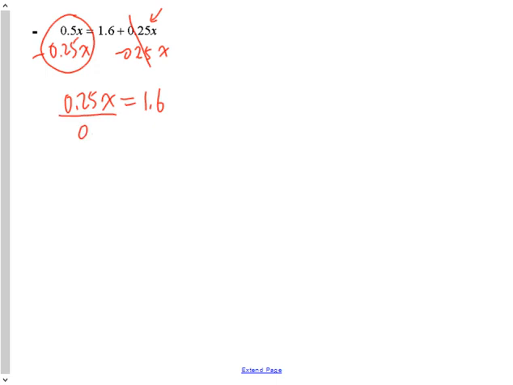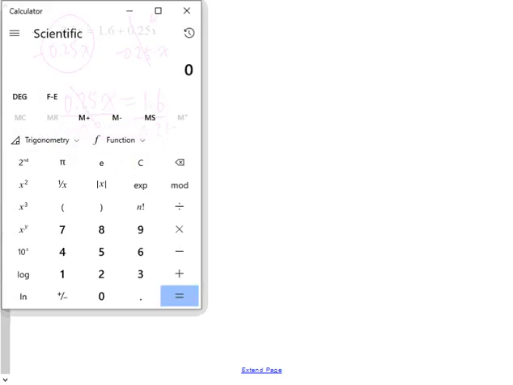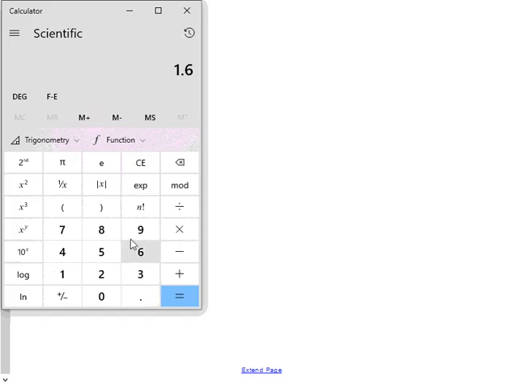Divide both sides by your coefficient, and x equals $1.60 divided into piles of 25 cents. Let's think that through. $1.60 divided into piles of 25 cents. You can make 4 with $1. You can make 2 more. That's 6. 6 and a bit.